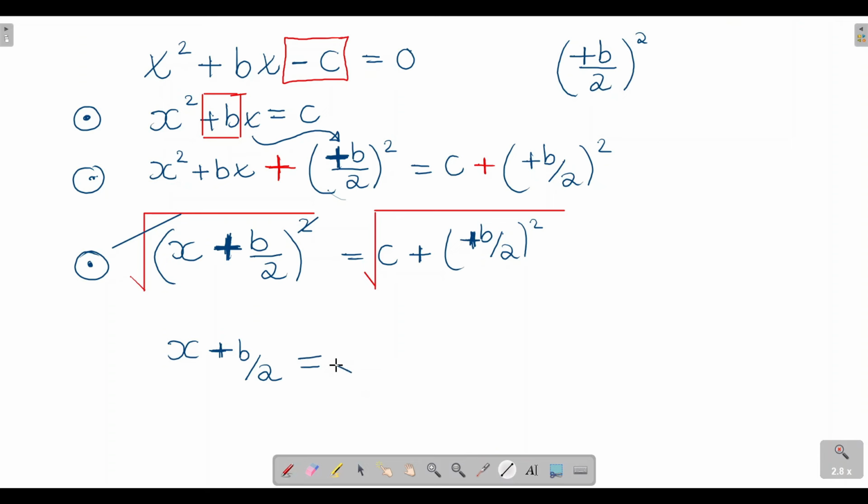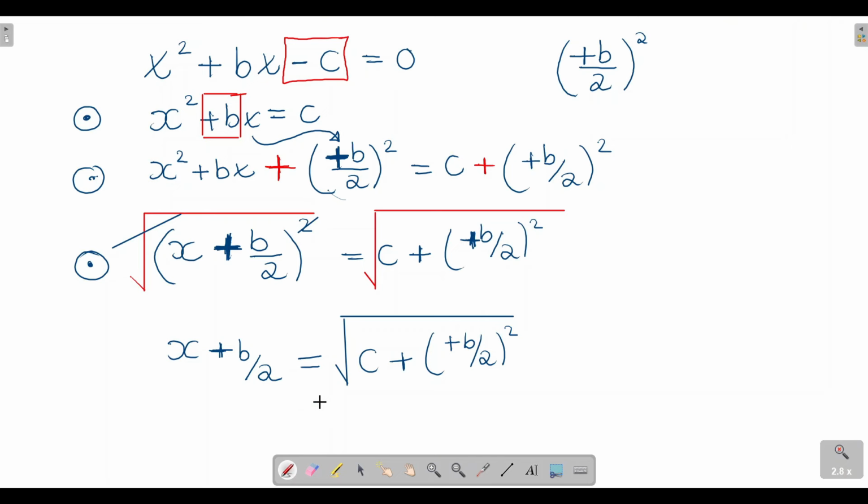And you've got the square root of c plus b over 2 divided by 2. I'm keeping this like this, guys, because we're working with unknowns, so we can't simplify that any further, okay?